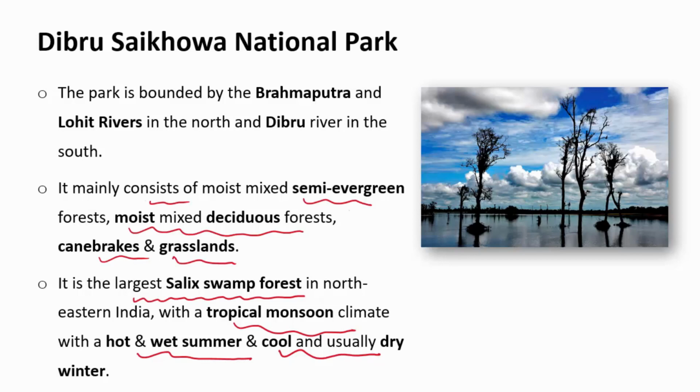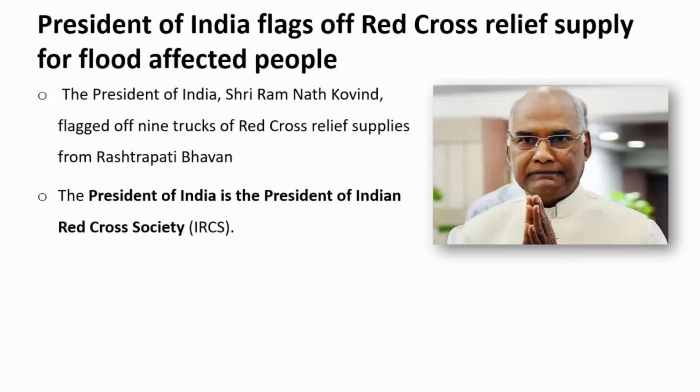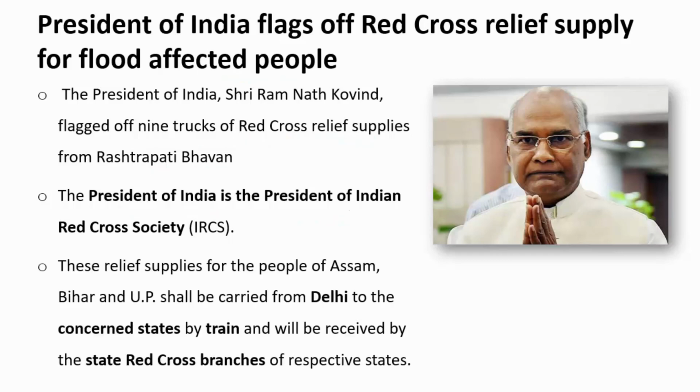Now let's move on and start with the current affairs for today. The very first news is about the President of India, who has flagged off the Red Cross relief supplies for the flood affected people, particularly the people of Assam, Bihar and Uttar Pradesh. The President has flagged off a total of 9 trucks of Red Cross relief supplies from Rashtrapati Bhavan on 24th of July. You must also know that the President of India is also the President of the Indian Red Cross Society, which has recently completed 100 years of foundation.